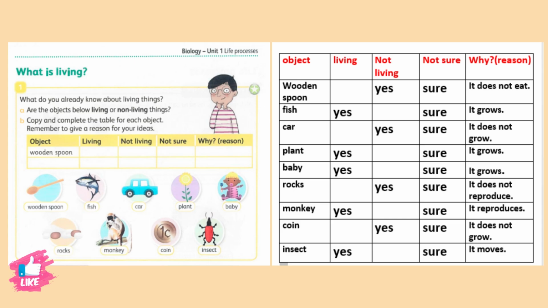Wooden spoon, it's non-living thing. Yes. Under the column of non-living, you have to write yes. Not sure, yes, sure. It does not eat. It does not perform all life processes. So that's why it is not living. Now, next one is fish, car, plant, baby, rocks, monkey, coin, insects. I have done all these, so you have to read it.